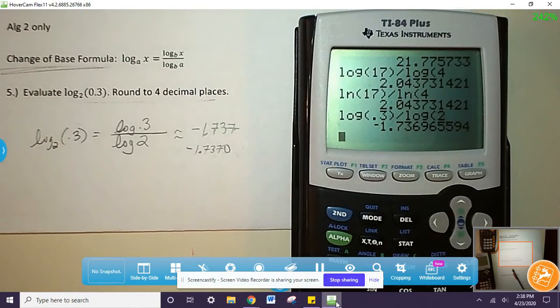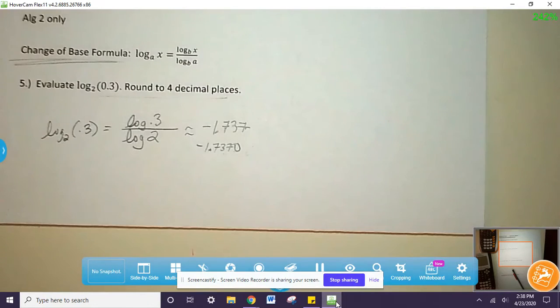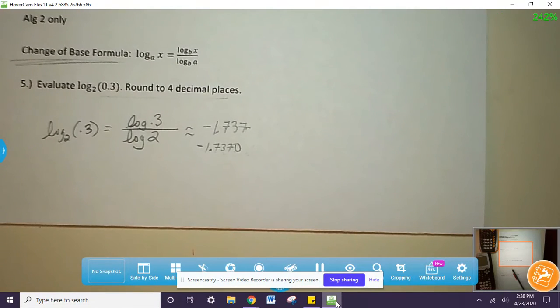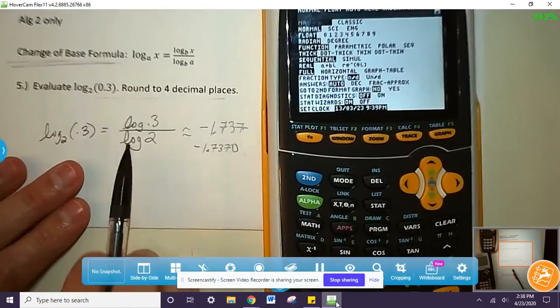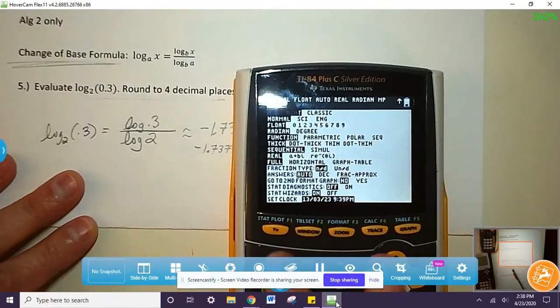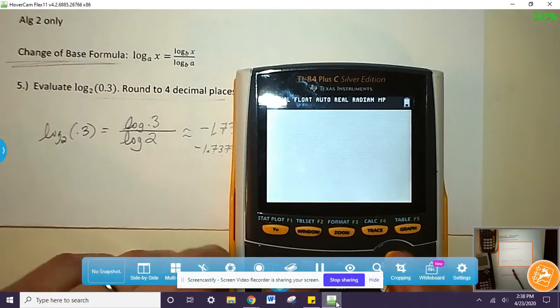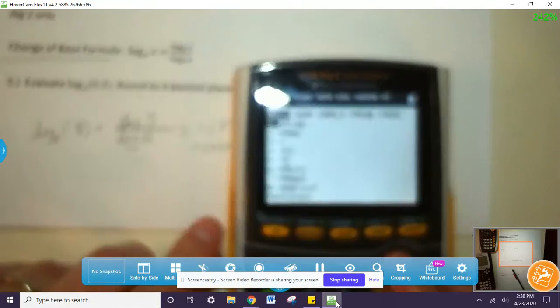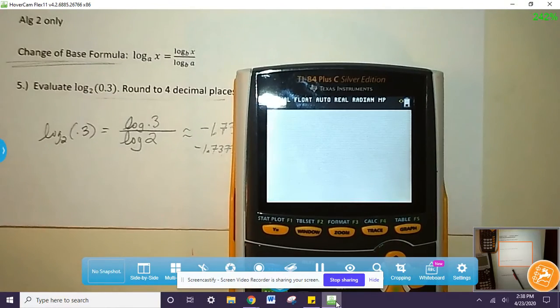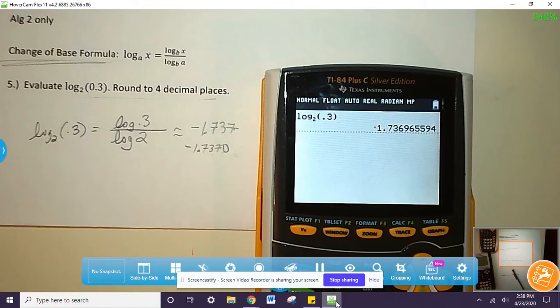And just to show you, if you do have a fancier graphing calculator, if I ask you to use change of base, you're going to have to use change of base. But if you have a fancier graphing calculator, you can certainly check using this feature. So here's log base 2 of 0.3. Sorry about that, that's regular 2. And you get the same answer that we got just a moment ago. So it works.